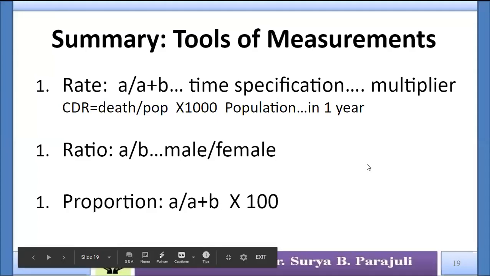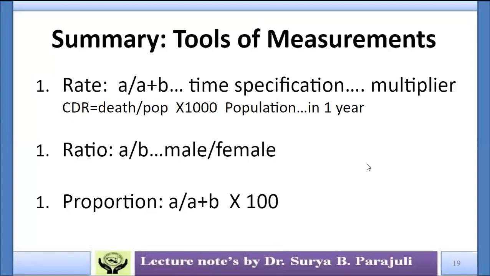Now summary, tools of measurement. Hope I am audible to you all. Rate means the simple formula A by A plus B. A means numerator, A plus B means denominator, and the numerator is a part of the denominator. There is a certain time specification and multiplier.